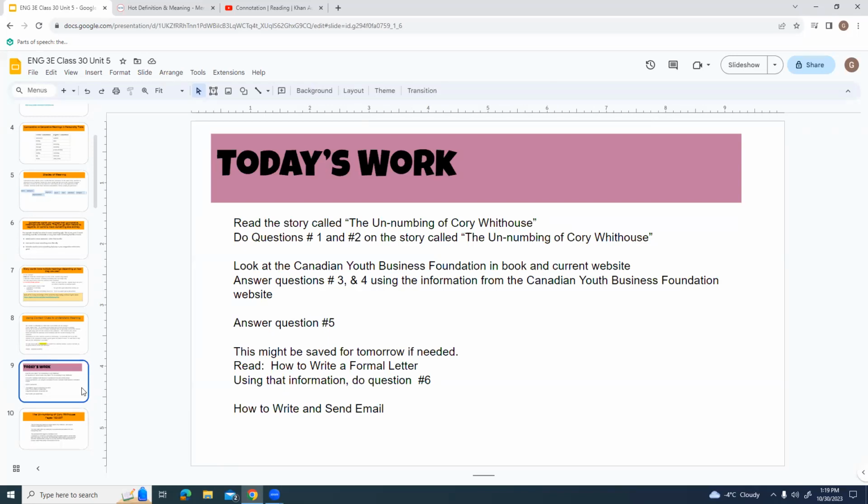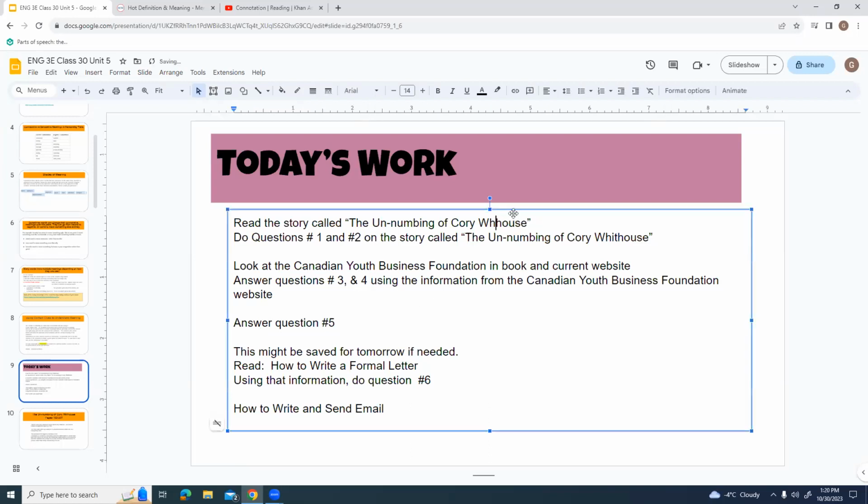First of all, you're going to read the story called The Unnumbing of Corey Willhouse. Sorry, I've got Whithouse. It's not Whithouse, it's Willhouse. I apologize. I fixed that in the other spot and then I forgot to fix it here.